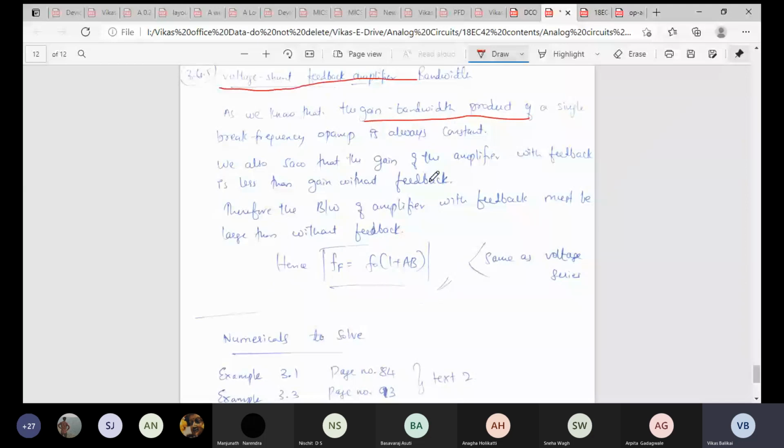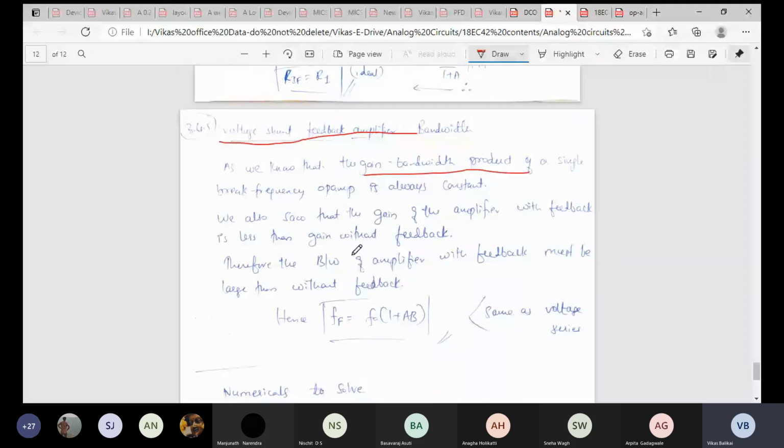So for the gain bandwidth product with a single break frequency, I am going to get the break frequency as F naught times 1 plus A beta. So this is what I am going to obtain. This is all about both the voltage series feedback amplifier and the voltage shunt feedback amplifier.